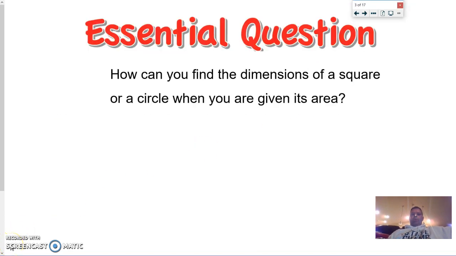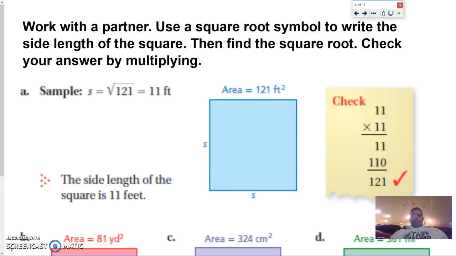Today we are going to be working on square roots. And our essential question today is, how can you find the dimensions of a square or a circle when you are given its area? Our first sample exercise, we have an area of 121 square feet. We know that it is a square, and the area is base times height. So we have S times S. So S has to be the same. So we know that the square root of 121 is 11 feet. We can check that by saying 11 times 11 is 121. Thus the answer of the side is 11 feet.